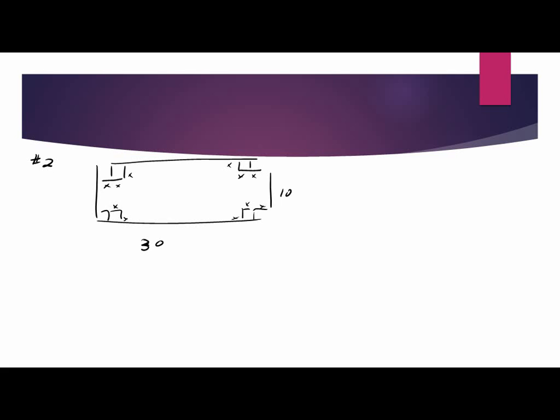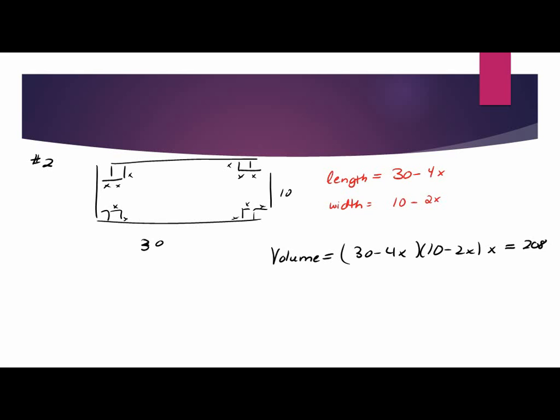I have no life. Okay, so if you folded this thing up, what you should see is that you're going to lose 4 x's from the length and 2 x's from the width when you fold up the box. So the volume is length times width times height.